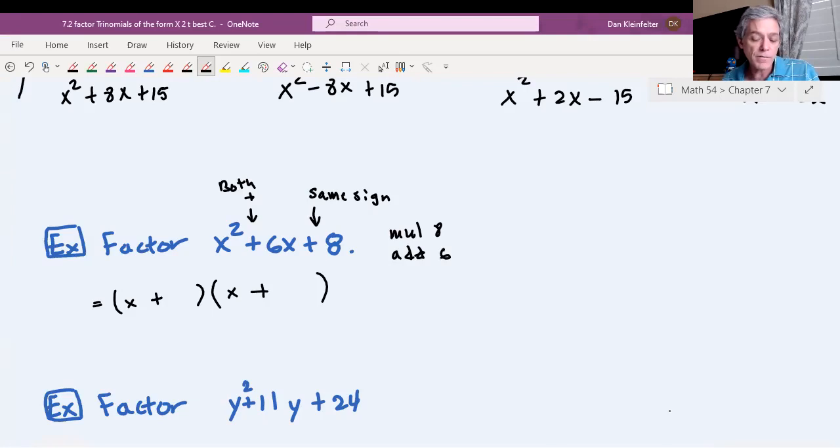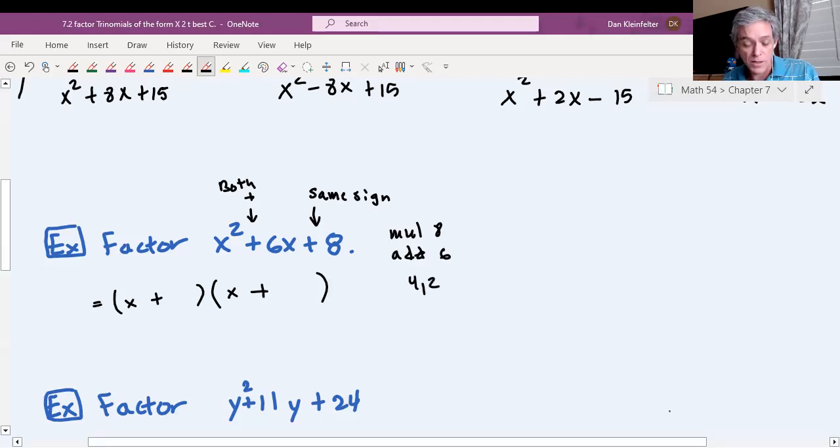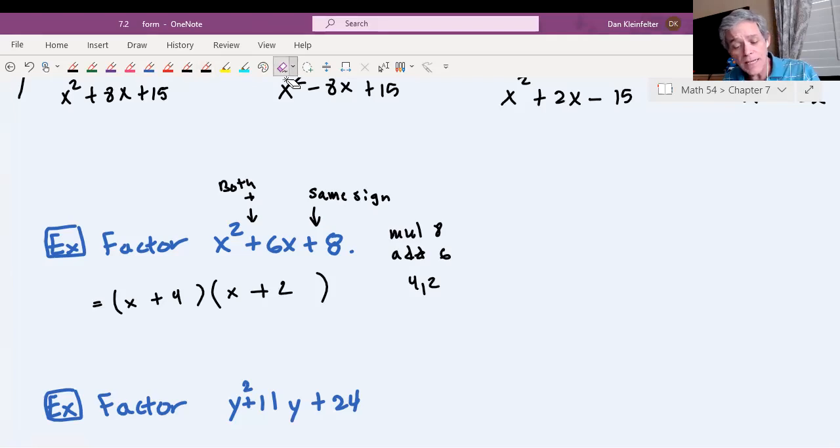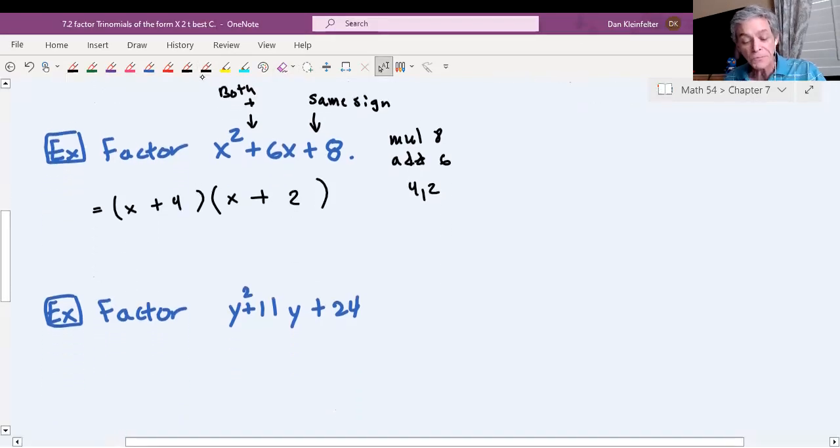All right, so here, thinking about the lasts for FOIL, they have to multiply to be 8. The outers and inners have to add up to 6. Two numbers that multiply to 8 and add up to 6 will be 4 and 2. So we'll have x plus 4 times x plus 2. And that's it. Of course, multiplication is commutative, so if you have x plus 2 times x plus 4, that's going to be the same thing.